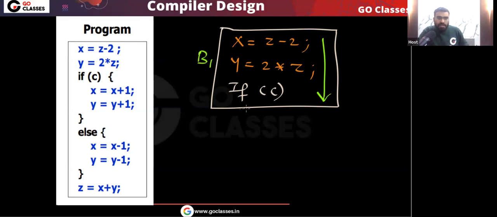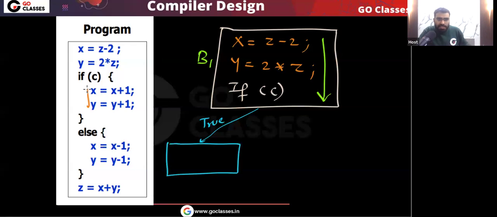Now, if this condition is true, where will you go? If this condition is true, then definitely these instructions you will execute in a sequence. So this is another basic block.